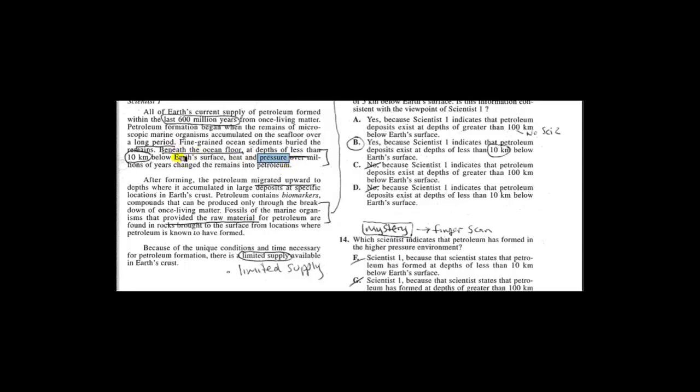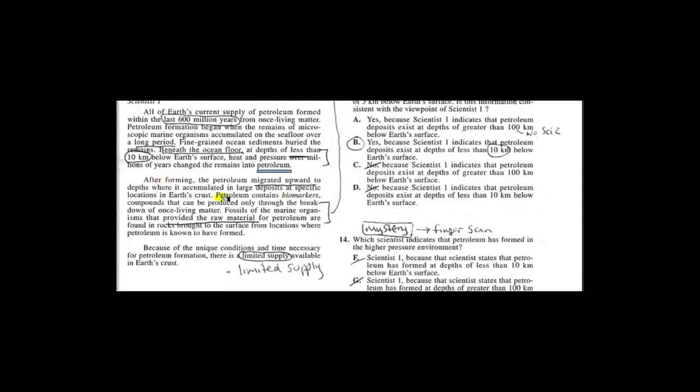And here's what it says. Beneath the ocean floor at depths of less than 10 kilometers below the Earth's surface, heat and pressure over millions of years change it to petroleum. So, we see the word pressure, but it says less than 10 kilometers. I remember from some of the other questions that Scientist 2 talked about something deeper than 10. And a basic science concept says the deeper you go, the greater the pressure. So let's keep going. Maybe there's another area that says the word pressure. Then we can spot check.